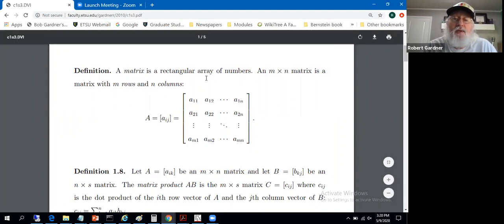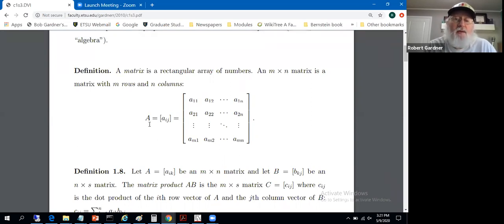Okay, so first a definition, granted a somewhat informal definition. A matrix is a rectangular array of numbers. An m by n matrix is a matrix with m rows and n columns. The first dimension counts the number of rows, first row, second row through mth row. The second dimension counts the columns, first column, second column through nth column.